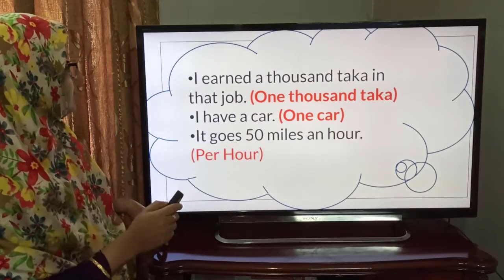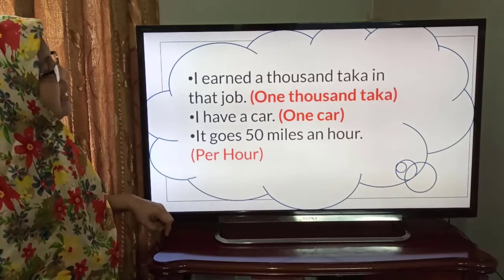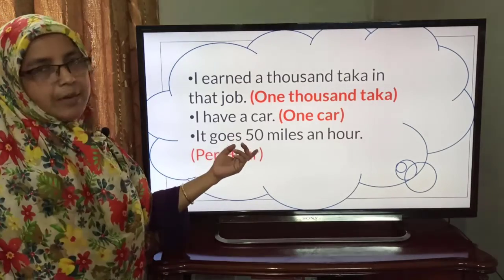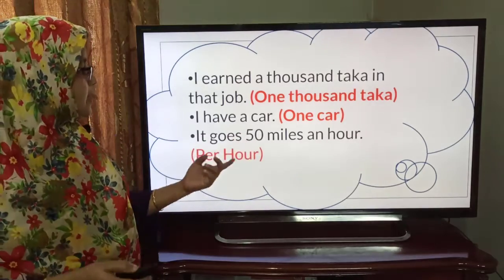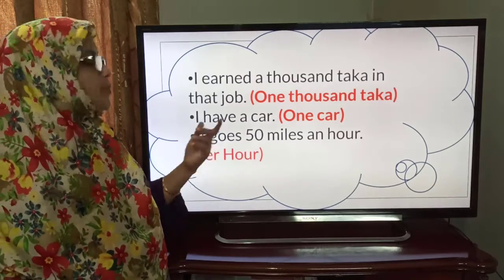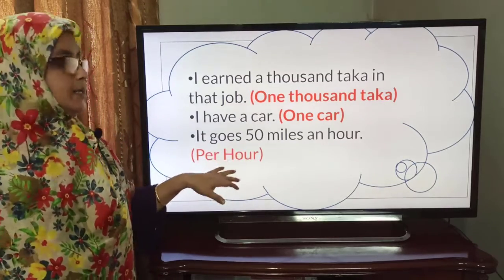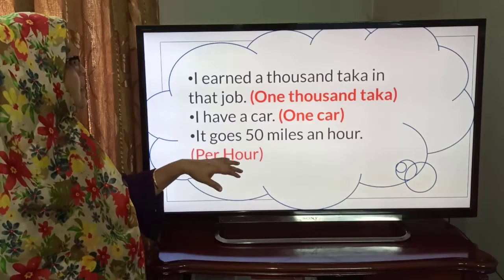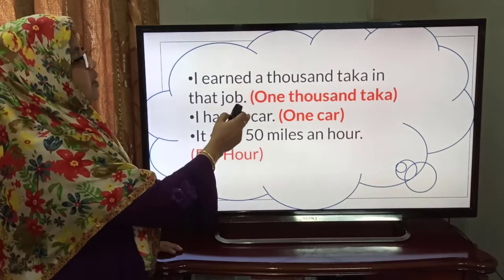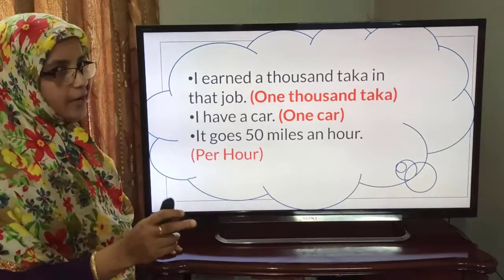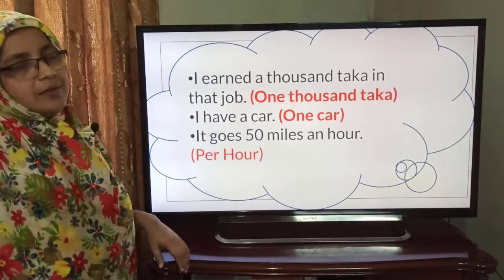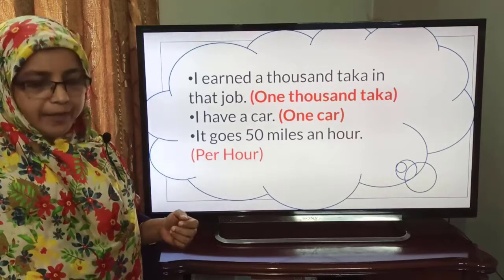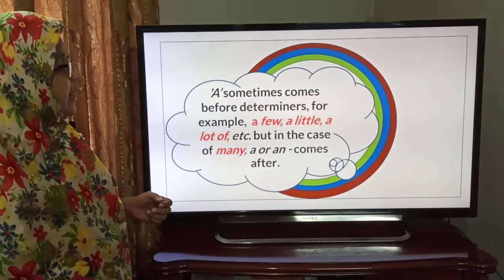Let's see another example. It goes 50 miles an hour. That is per hour. Per hour the bus can go 50 miles. So it indicates per hour. So a or an we use for one, per, or each, or for indicating number, one number. Clear? Let's move to another rule.